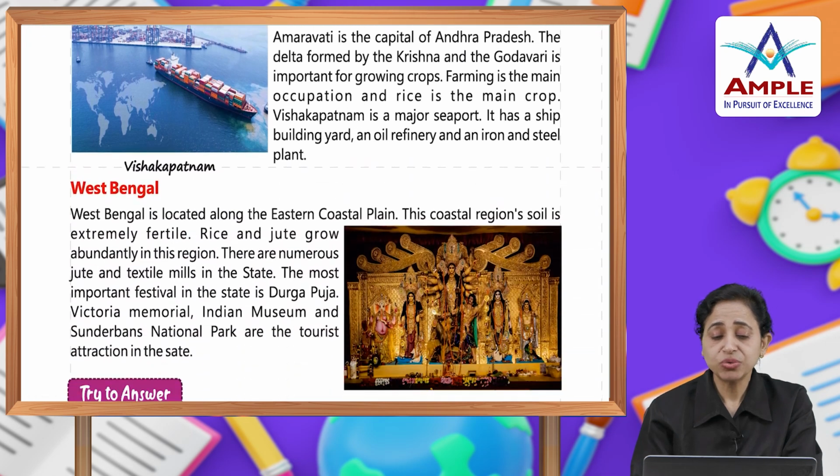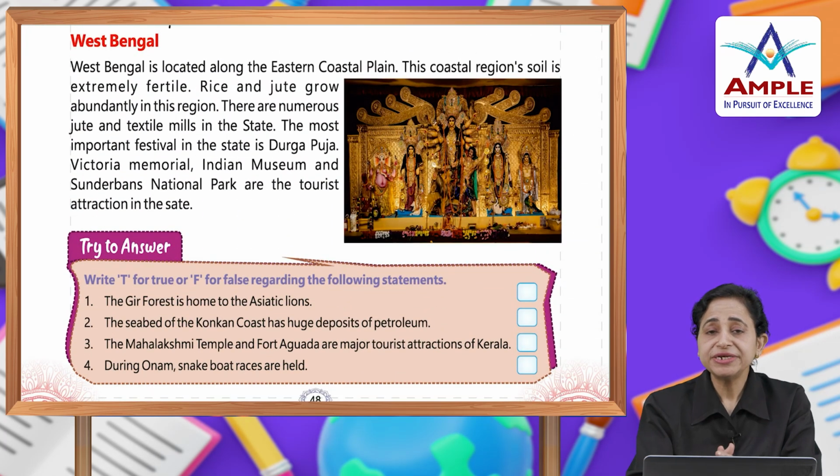So let's have a look now at West Bengal. This is located along the eastern coastal plain. This coastal region soil is extremely fertile. Rice and jute grow abundantly in this region. There are numerous jute and textile mills in this state. The most important festival in the state is Durga Puja. Victoria Memorial, Indian Museum and Sundarbans National Park are the tourist attractions in the state.